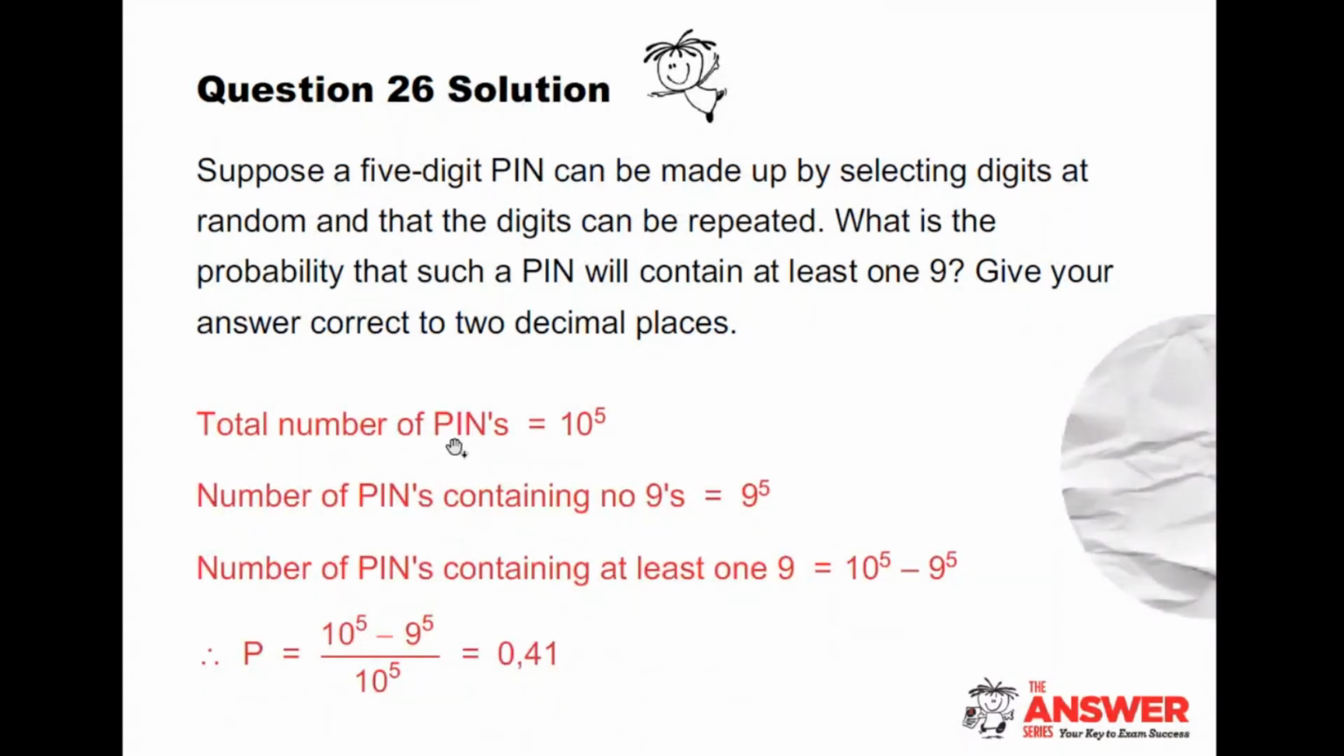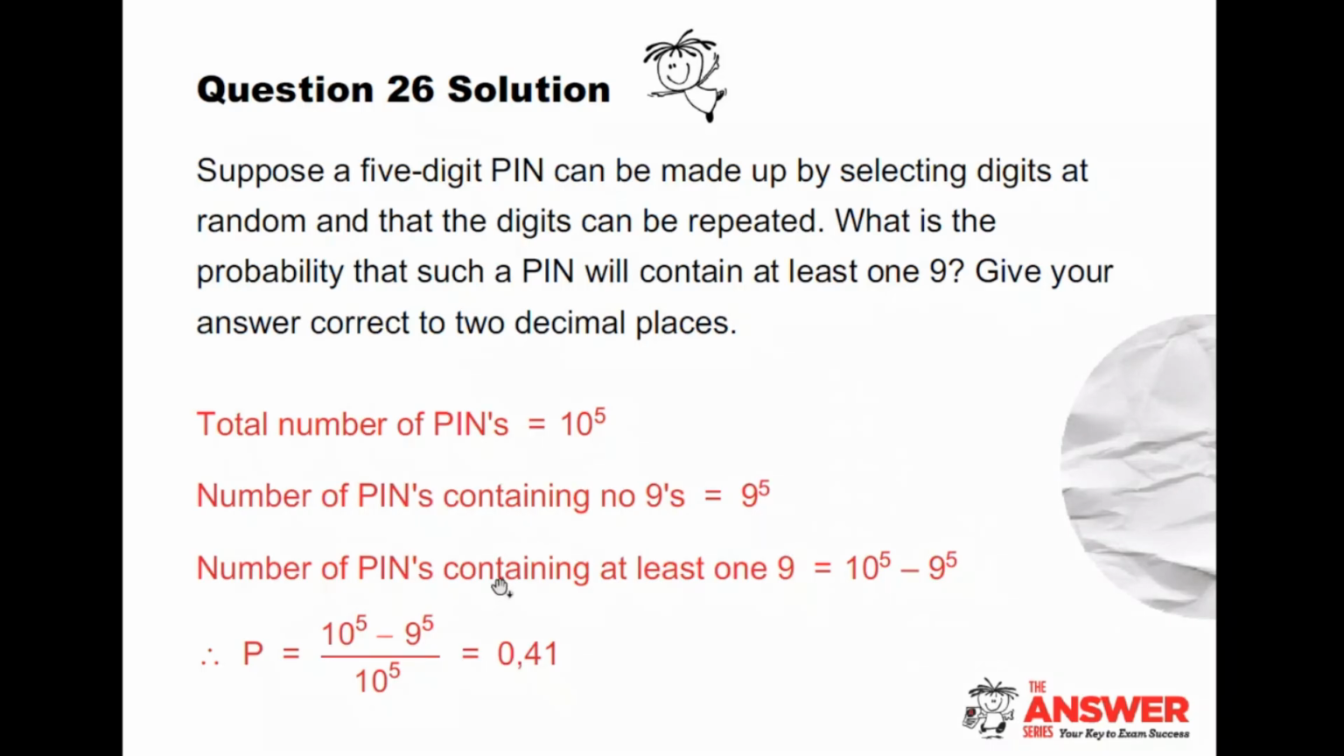So the total number of pins, it said digits can be repeated. It's a 5-digit pin. How many numbers can I have in the first place? 10, 10, 10, 10, 10. So the total number of pins is 10 to the power 5. How many pins contain no 9s? Okay, so this means I can't use a 9, but I can still use 0, 1, 2, 3, 4, 5, 6, 7, 8. So there are 9 numbers I can use. So it's 9 to the power 5 because I can repeat digits.